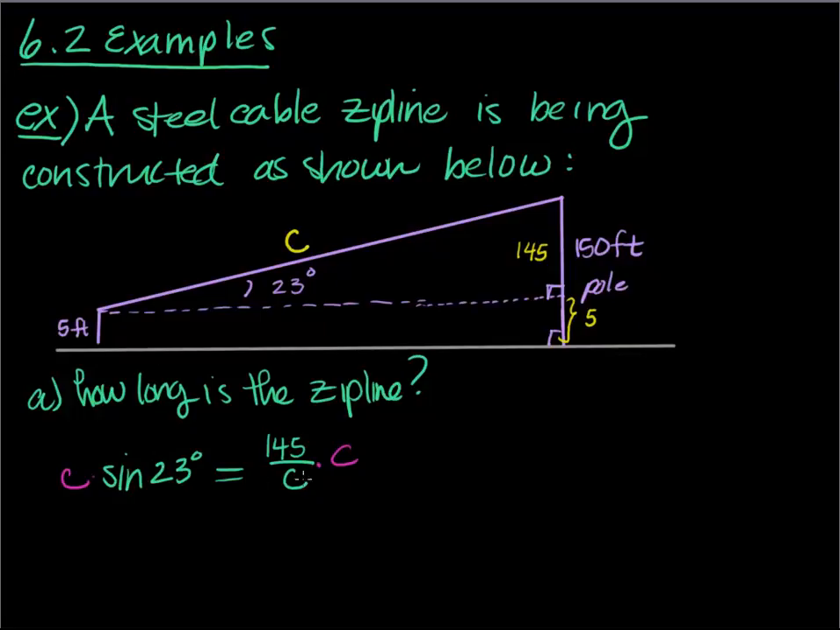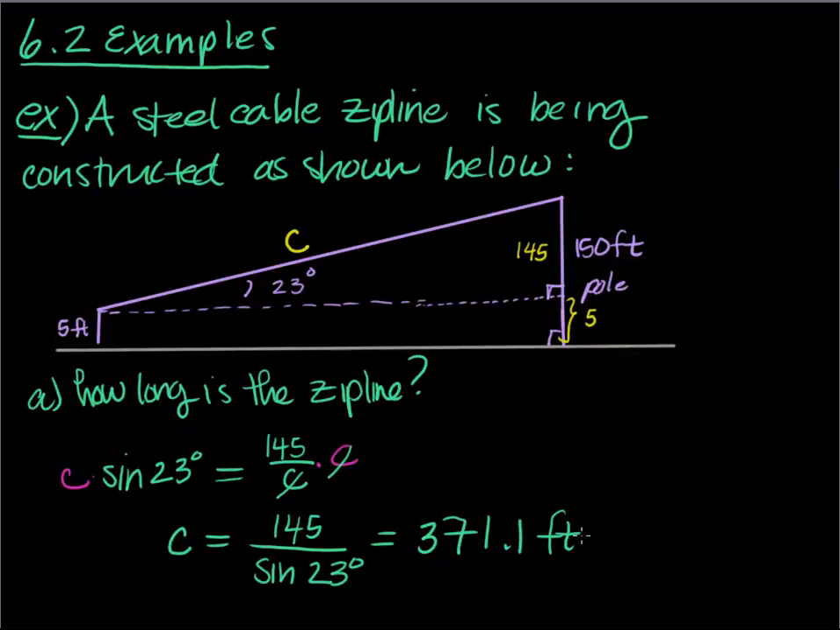So what we end up getting, these cancel, and if I divide by sine of 23, I get 145 divided by the sine of 23 degrees, which, in my calculator, I have not done this yet. I've not had enough coffee this morning yet either, so we'll see what we have here. We have 371.099, or maybe 0.1 feet.